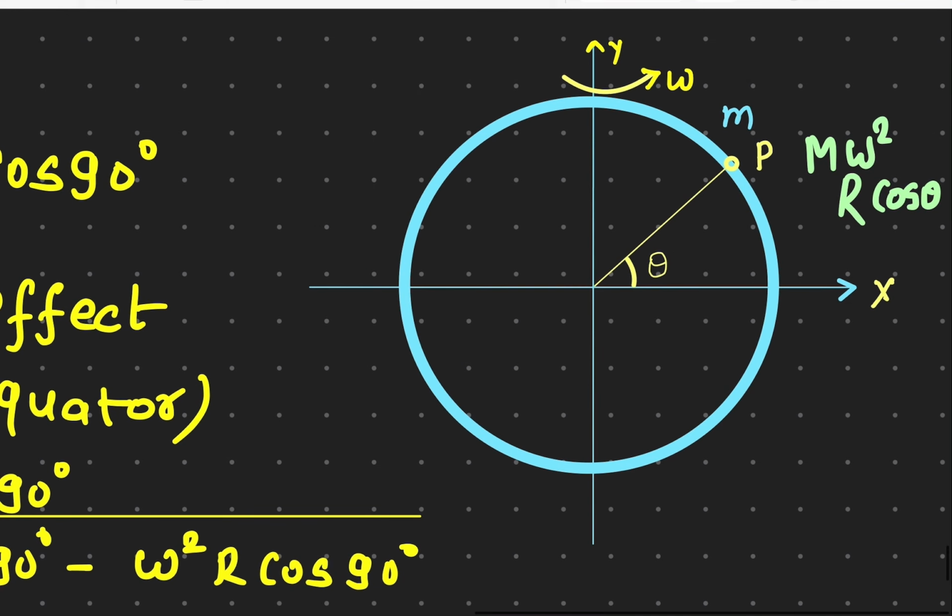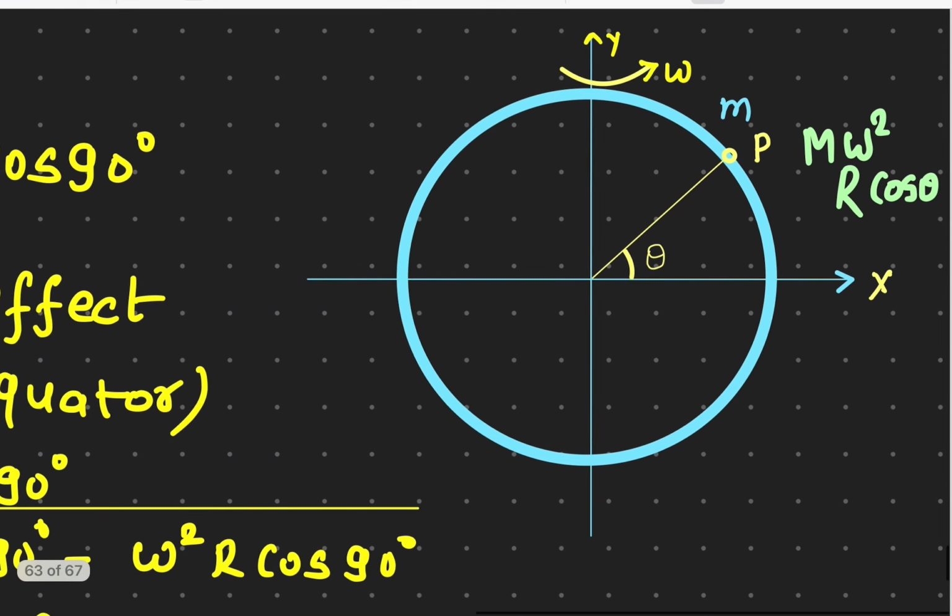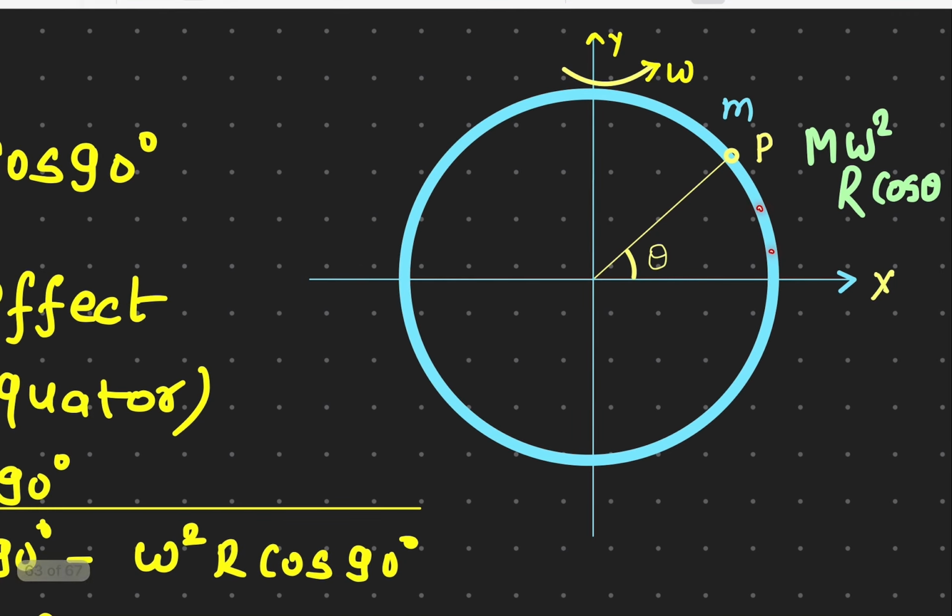In order to understand, let's draw a picture here. This is the Earth. This is my x-axis passing through the center of the Earth, and this is my y-axis passing through the poles. Let us consider a point here which makes an angle theta with respect to the x-axis, and this theta we call the latitude. Depending upon the latitude, the acceleration due to gravity does change. But first, why does it change?